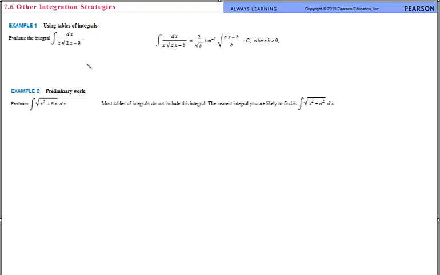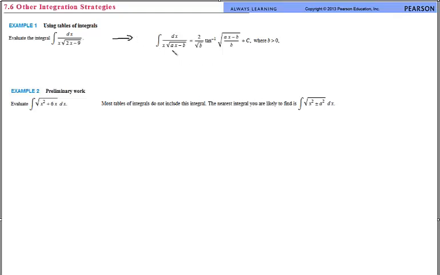The first of which is using tables, which is really cool as long as you have your table of integrals. You have to look through piles and piles of them and find something that matches what you have. This one I've done for you. This is the one that I found that matched, and I snipped it and put it in here.